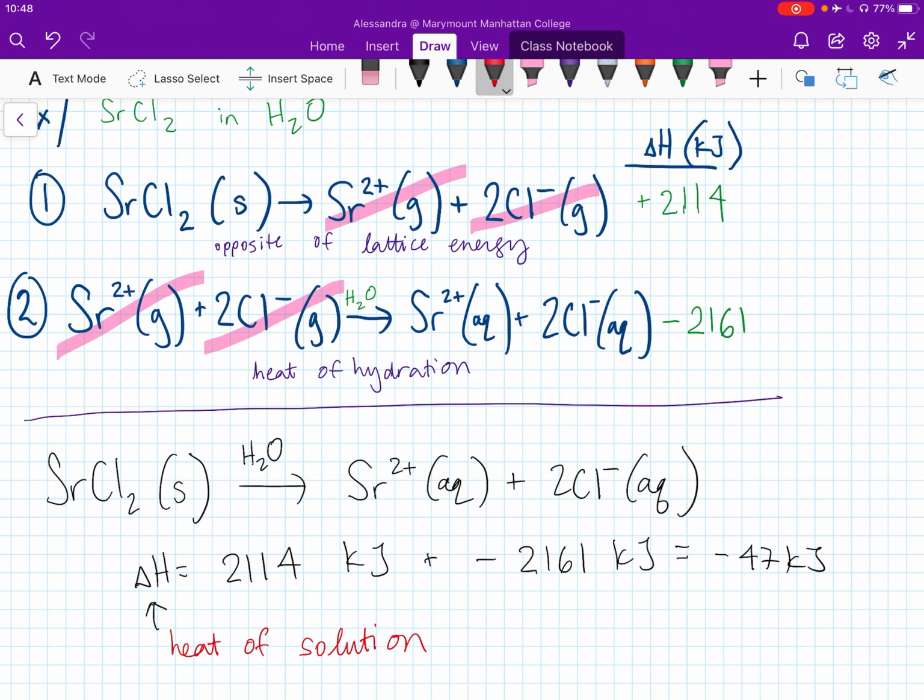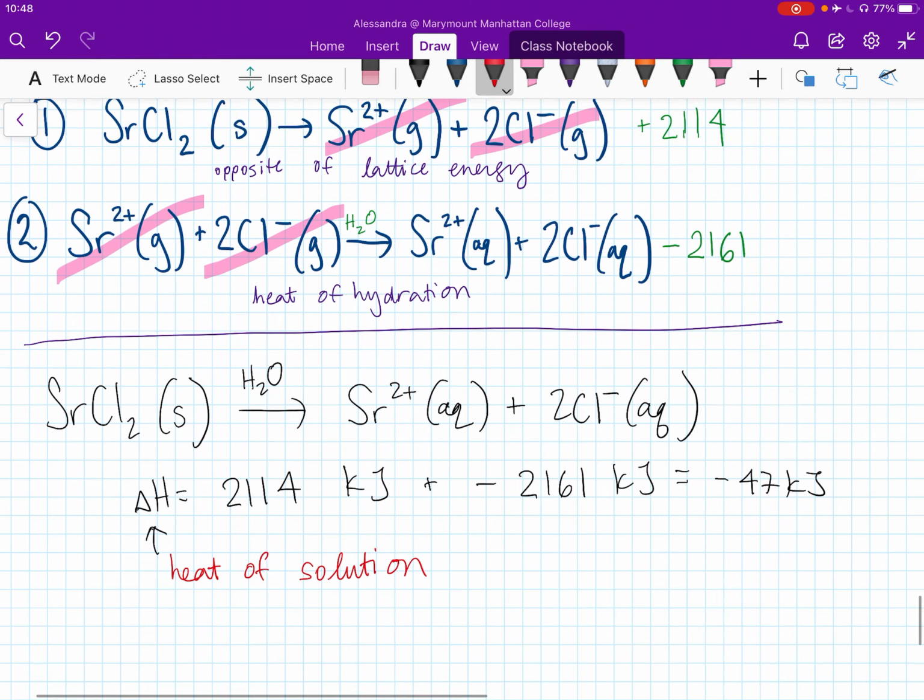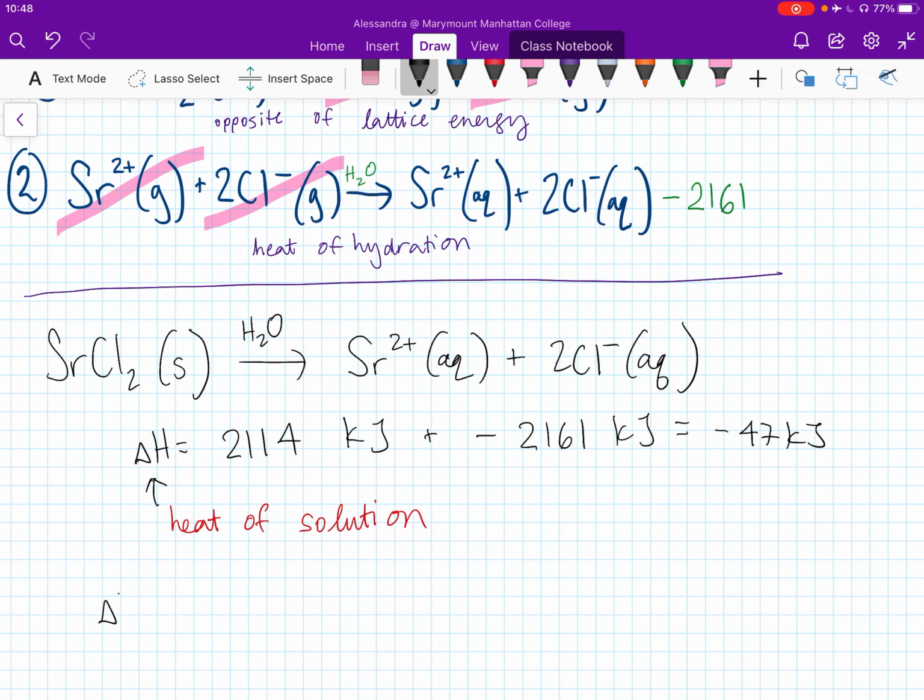The heat of solution is the enthalpy change associated with dissolving a salt in a solvent, in this case, water. And you can see that the heat of solution is equal to the opposite of the lattice energy. I'm going to call that delta H LE, lattice energy, but it's the reverse of it, so I'm going to put a negative sign there, plus the heat of hydration, as we just saw in that calculation.